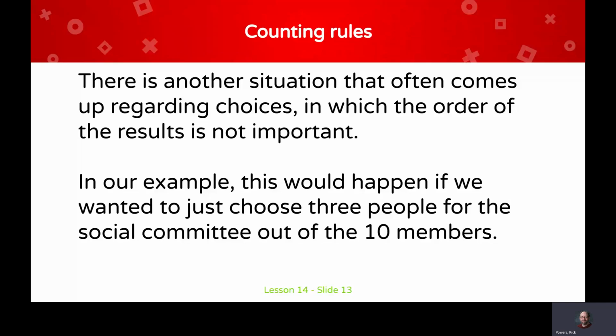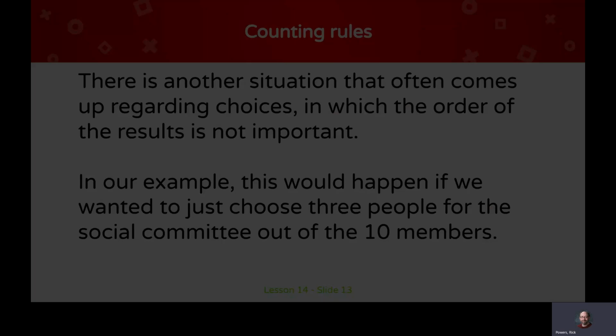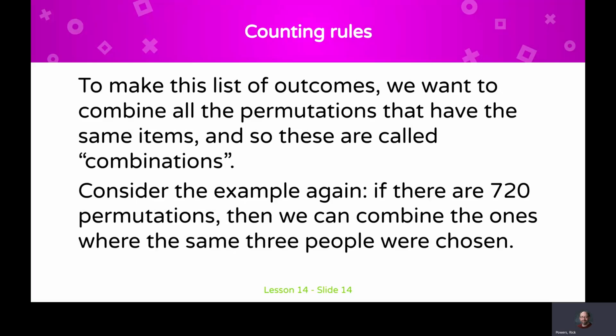There is another situation that often comes up regarding choices in which the order of the results is not important. In our example, this would happen if we wanted to just choose 3 people for the social committee out of the 10 members. To make this list of outcomes, we want to combine all the permutations that have the same items. So these are called combinations.